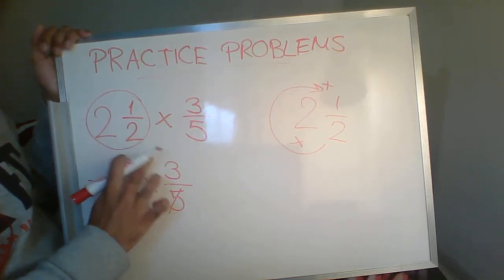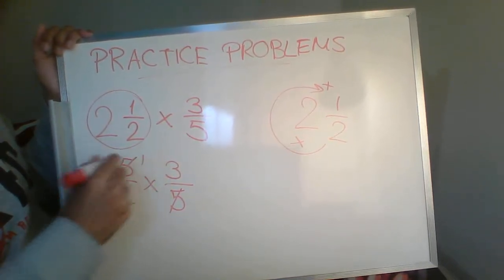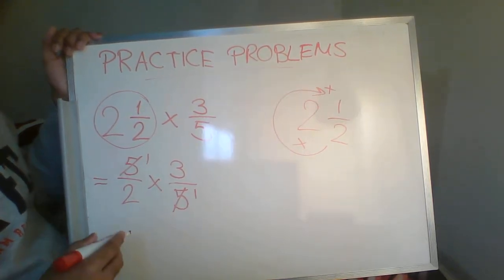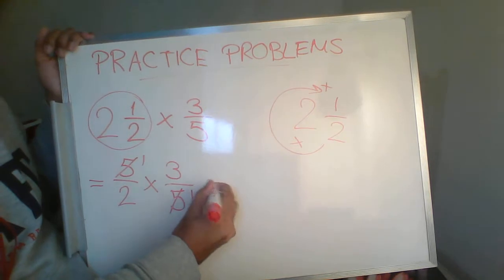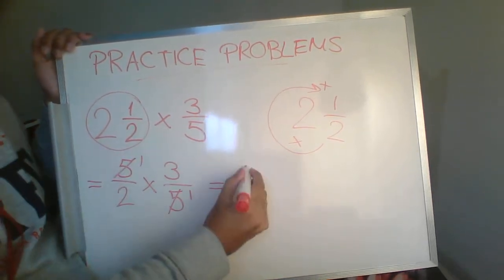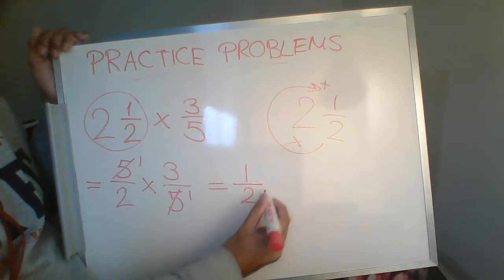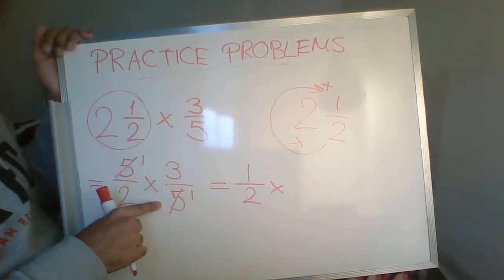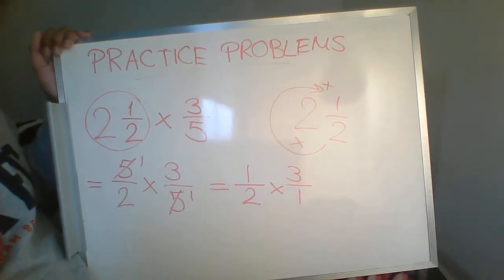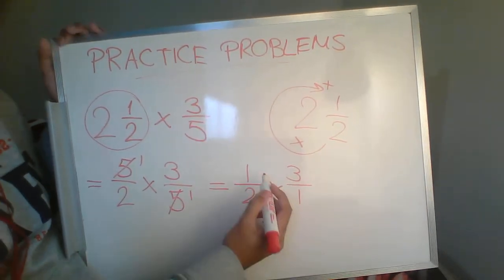So I'm dividing that by 5. 5 divided by 5 is going to leave me with 1, so I put a 1 there. And same thing down there, 5 divided by 5 leaves me with a 1. So if I rewrite this, instead of 5/2, it's going to be 1/2, multiplied by, instead of 3/5, it's going to be 3/1. So now we can go ahead and do that multiplication.